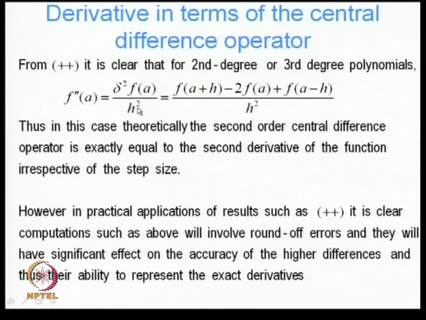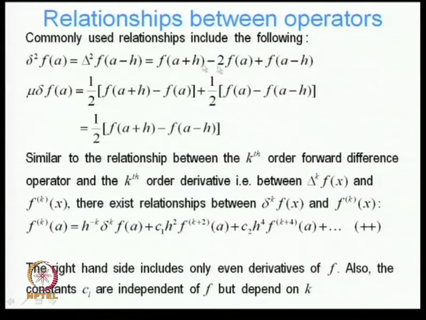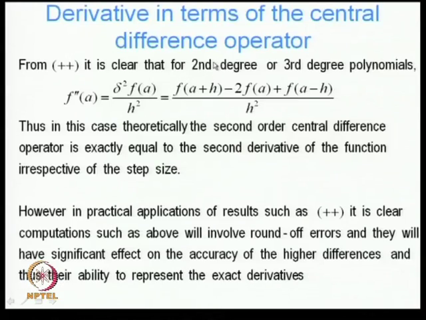to del square f a by h square, and this is equal to this, which we have already seen. So, it is clear that for second degree or third degree polynomials, the second derivative is exactly predicted by the central difference operator acting 2 times on the function. Thus, in this case theoretically the second central difference operator is exactly equal to the second derivative of the function irrespective of step size, which is very important.